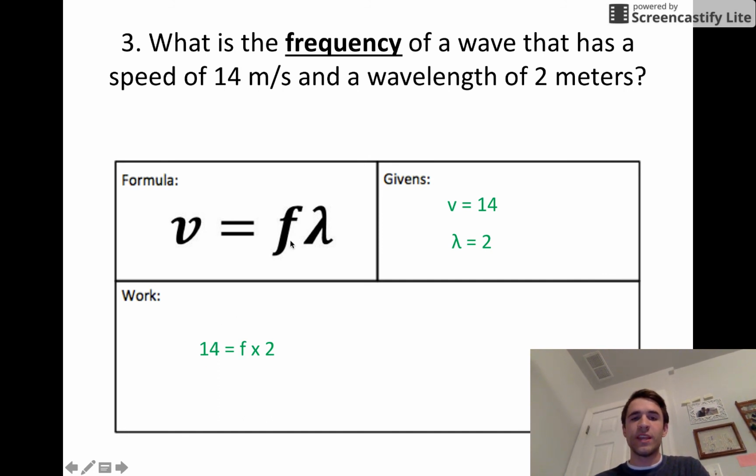14, my V, equals F times 2, my lambda. How do you solve for F here? Hopefully you know this from math class, guys. But when you're set up like this, you just need to do the opposite of what's present. So you need to divide by 2. If you divide both sides by 2 to find F, you get 7 equals F. Go back to that first page, guys. What's my unit for frequency all the time? Hertz. So 7 hertz. The frequency of this wave is 7 hertz.